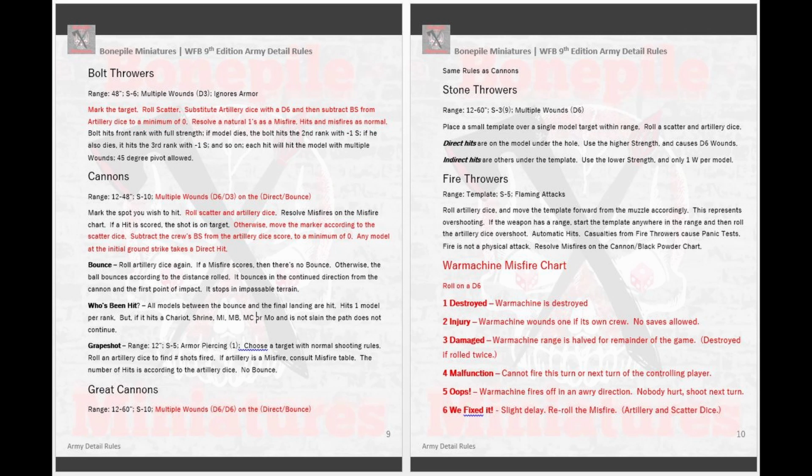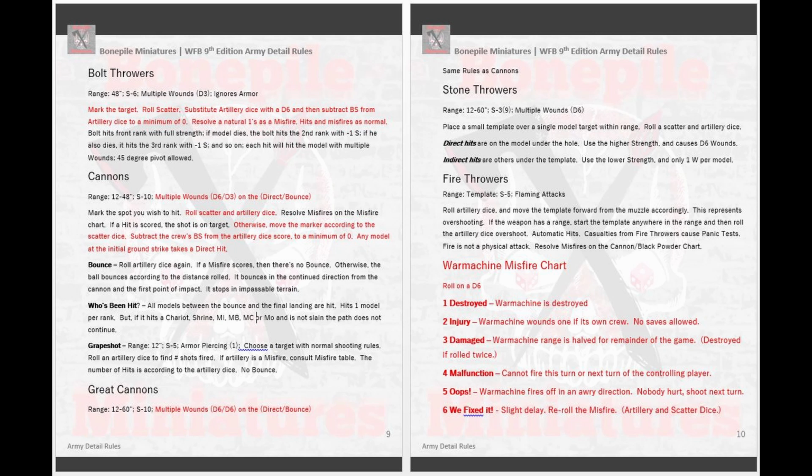Next is number 3, which says damaged. The war machine range is halved for the remainder of the game, and it is destroyed if it is ever rolled twice on the same war machine. So if you had any crew left when you get that result and your machine has been destroyed, then you would just remove the crew from the game.